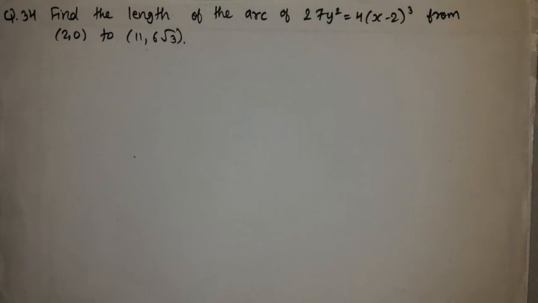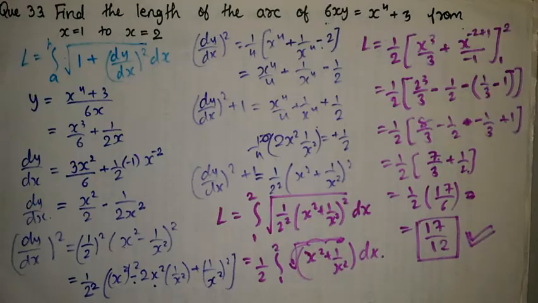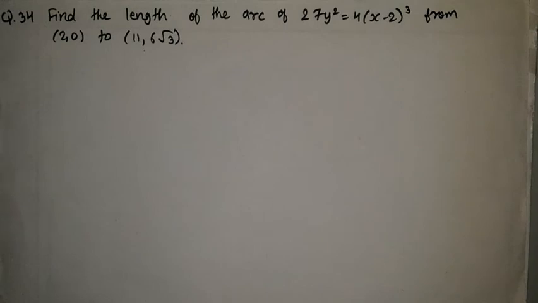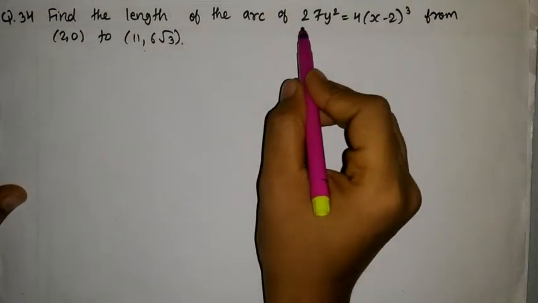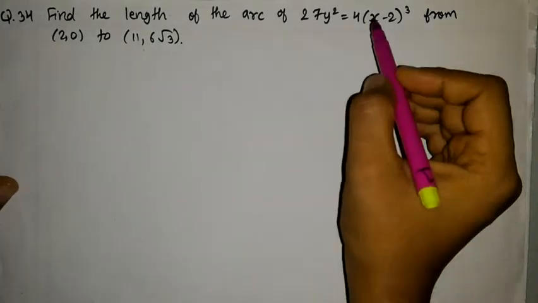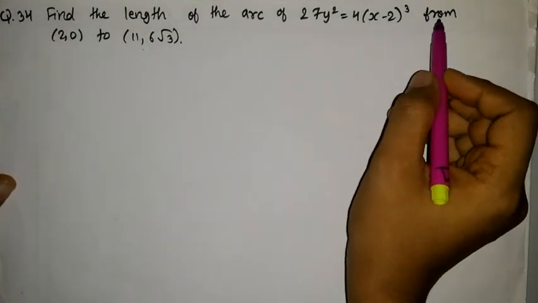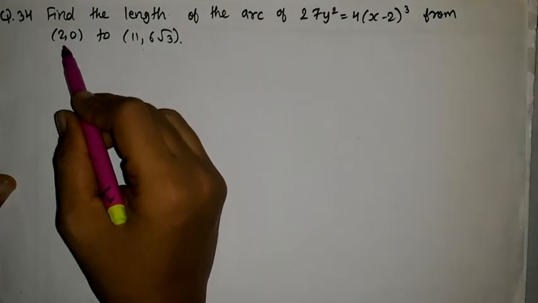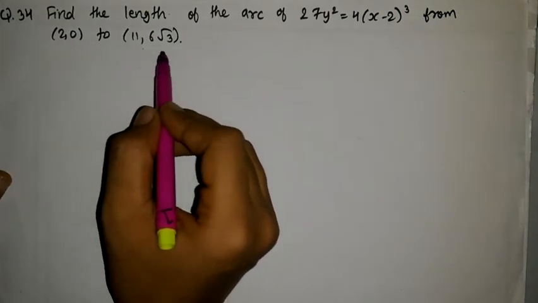Before that, let me tell you, in our last session we discussed question 33 of the Psalm series. So today we'll discuss question 34. The question is: find the length of the arc of 27y squared equals 4 into (x minus 2) whole cubed, from the points given, from (2, 0) to (11, 6 root 3).